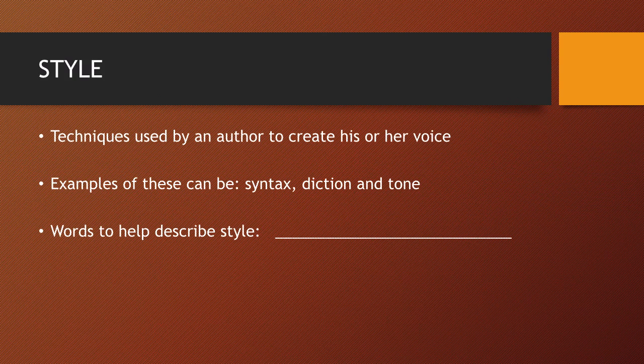Style. By definition, it is the techniques used by an author to create his or her voice. Examples of ways style can be created include syntax, diction, and tone. Pause here to copy the definition and create words that help you describe style.